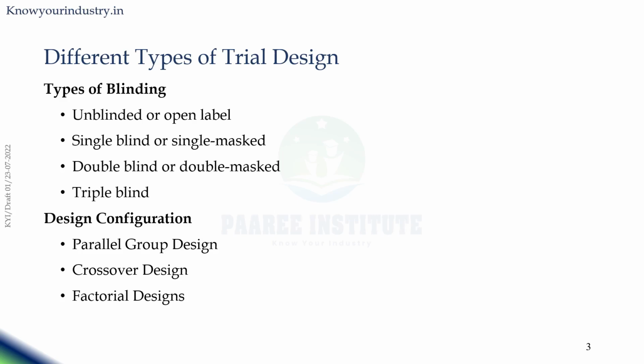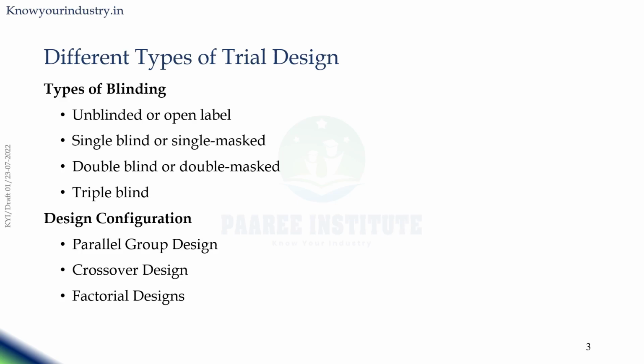So these are the types of blinding which are generally used for clinical studies. And for bioequivalent studies, generally unblinded or open label designs are followed. And in case of clinical trials or the clinical endpoints, double blind studies are used, where the investigator as well as the patients are masked and they don't know which treatment goes to which patient.